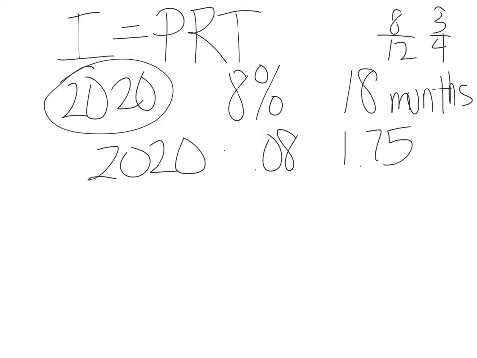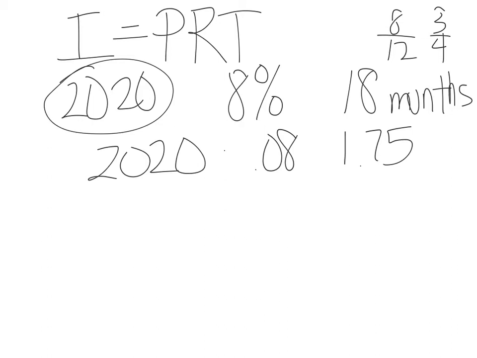So whenever you have months, change it into a decimal of some part of a year. So if you'd have 6 months, it would be 0.5. So in this case, it's 2020 times 0.08 times 1.75. Should be 282.80. Uh-oh. That's not the answer the book has.